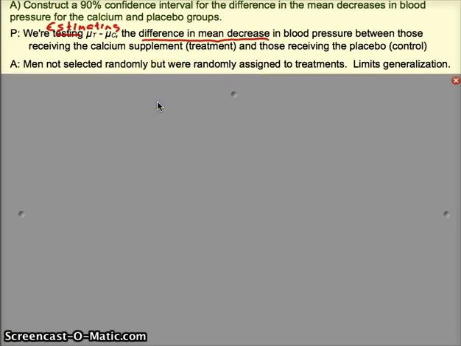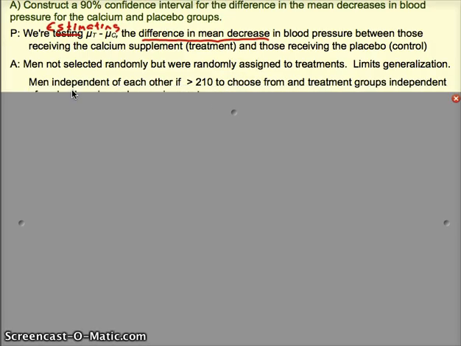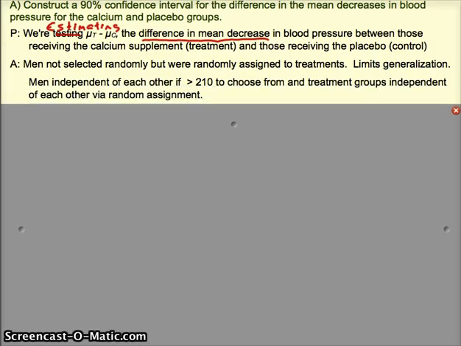Assumptions here. Now, it's clear the men who are here were not randomly selected, but they were randomly assigned to treatments. So it limits our generalization in terms of how the men were selected, but at least we can see the experiment was designed well through random assignment to treatments. Assumptions here. We have 21 men. We have to assume that they were taken from a larger population to say they're independent of each other. And then we can argue that treatment groups are independent of each other, the control group and the treatment group, because of random assignment.